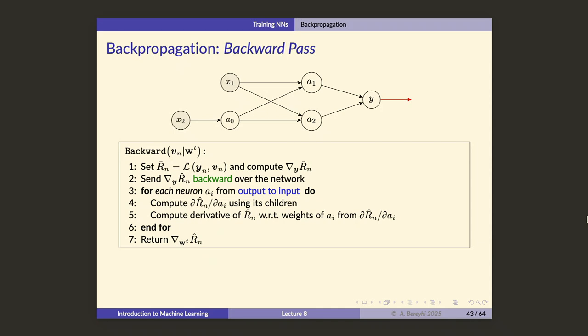Once you have all of them, computing the derivative of your loss with respect to any weight is quite simple. Once you know the derivative with respect to that node, you essentially need to multiply it with another derivative, which is again known to you. Okay?